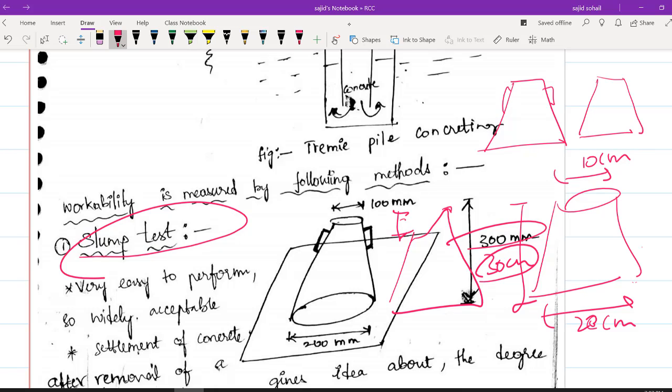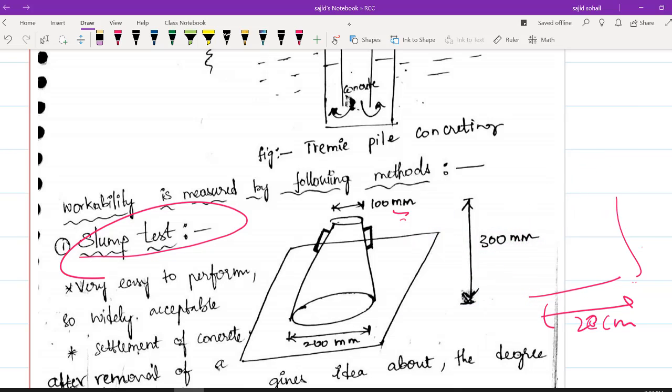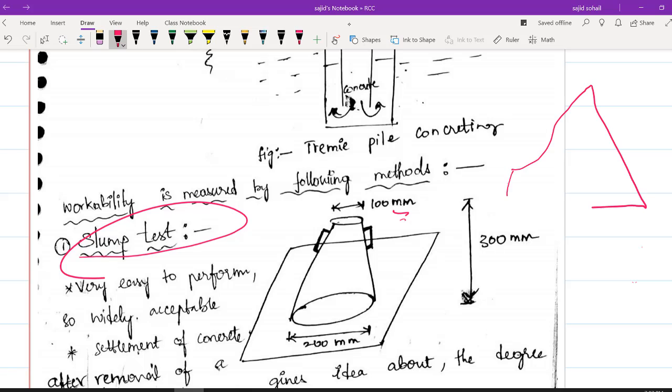But this is fresh concrete, and it has the property of workability. Whenever you take out the support, some of the concrete will fall down, and the new structure will look something like this. The decrease in height we call slump. This slump gives us a rough idea of workability. If slump is more, that means workability is more. The concrete is flowing easily, that's why the slump is more.